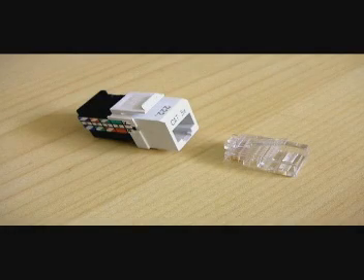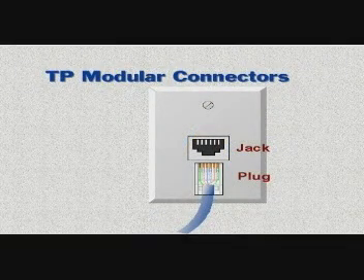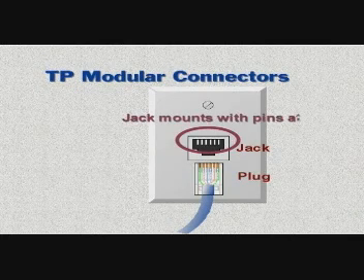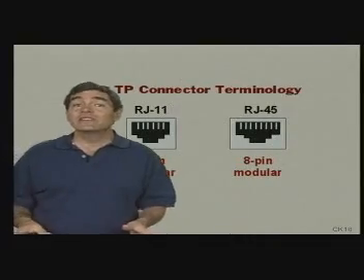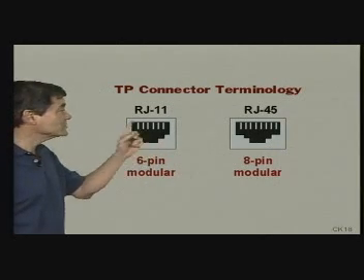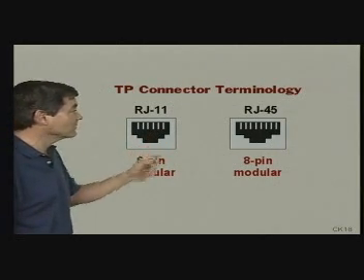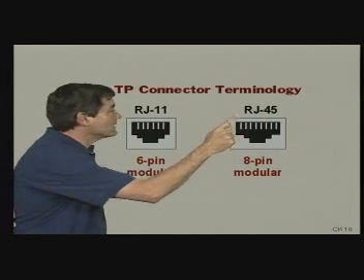TP cable always uses the TP modular connector developed by AT&T. They come in 6 and 8-pin styles. The male plug is always used on the cable, and the female jack is always used on equipment or wall plates. You'll hear these connectors referred to as the RJ11 style for the 6-pin variety and the RJ45 for the 8-pin style.